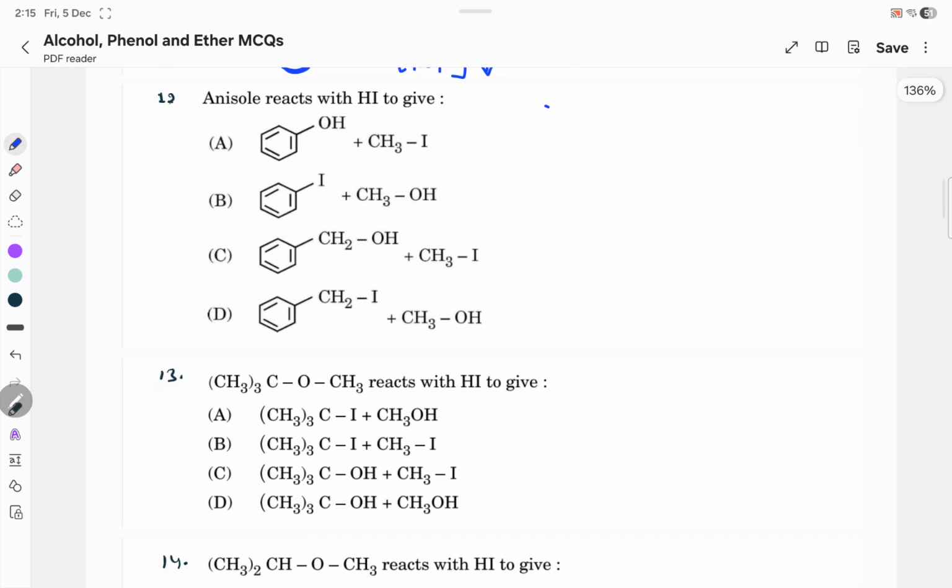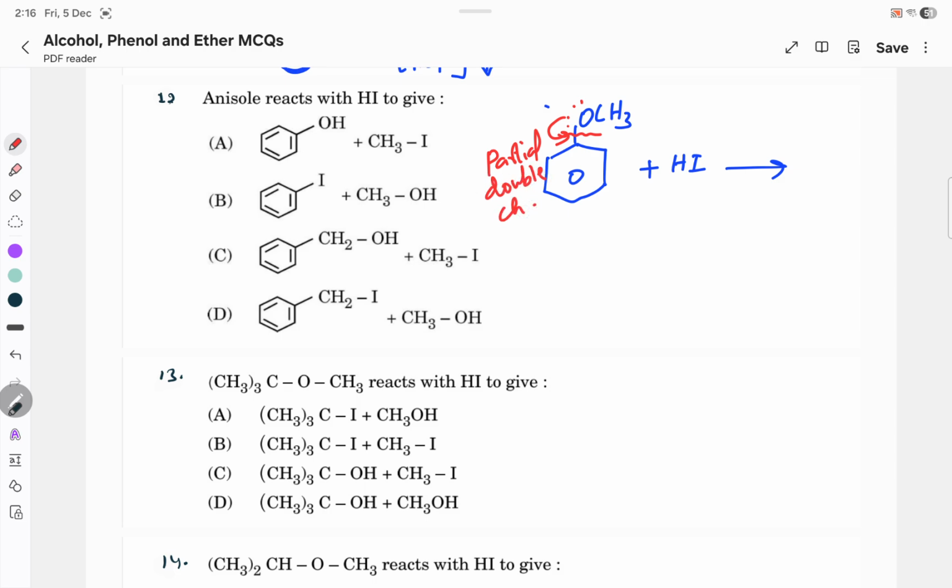Next question. Anisole reacts with HI to give... So first we have to write the structure of anisole. Anisole with HI. So when you break this, you can't break this bond, because this is the lone pair of electrons available on oxygen, and it will have partial double bond character. So obviously we have to break this.